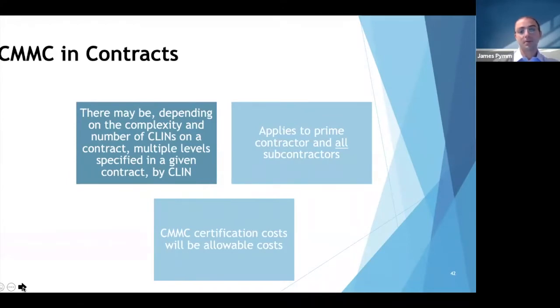If perhaps a subcontractor is entering some sort of enclave that is not a system they own, it's possible that they may be able to remain level 1. That's going to be very contractor specific. Realistically, at this point, no one is entirely sure how this is going to function in terms of contracts. But it is anticipated that it will apply to prime contractors and all subcontractors, meaning that even if you're a subcontractor, it is likely you're going to require at least level 1.